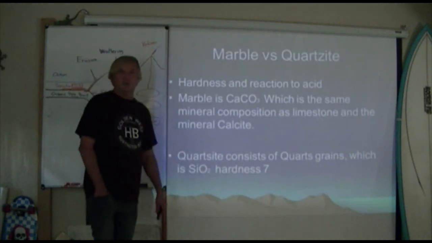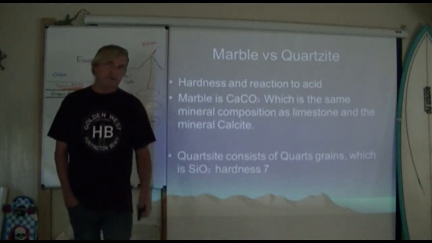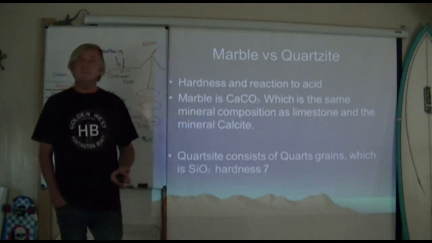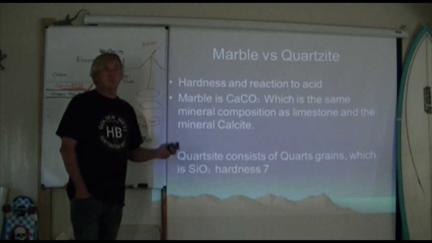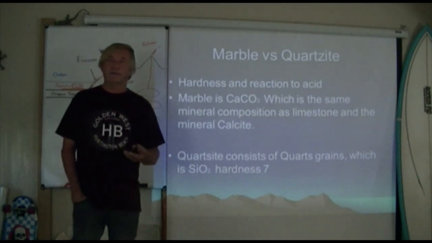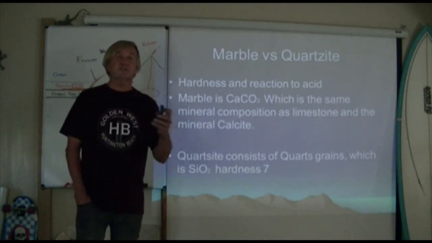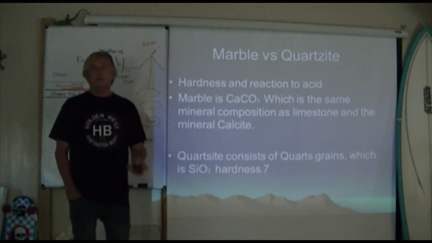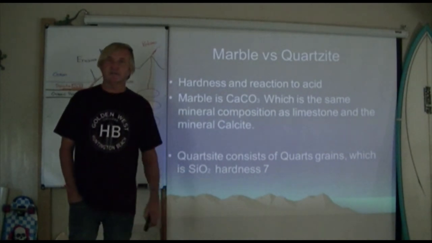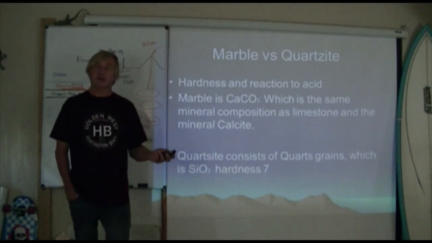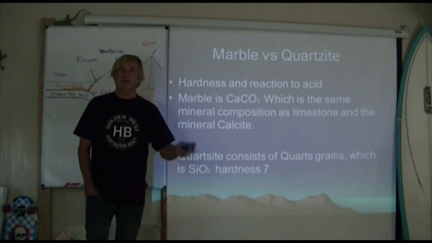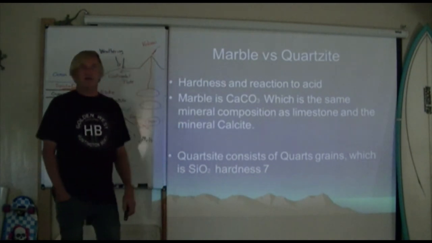So marble versus quartzite, they look a lot alike. They're both crystalline. They both have interlocking grains in them. But the primary difference between the two of them is that marble is soft. Marble will not scratch glass, and marble will react to hydrochloric acid. Quartzite, on the other hand, is very hard, hardest of seven. It scratches glass, and it does not react to acid.